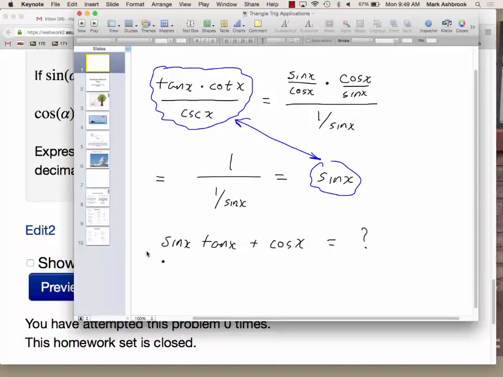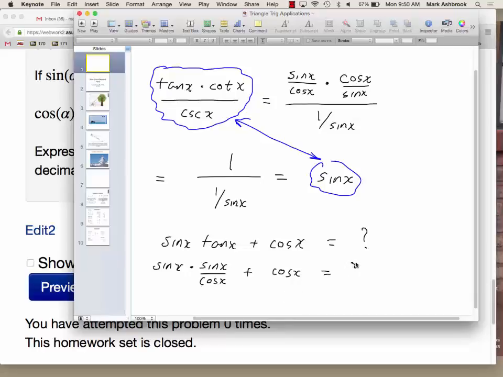So we're going to use our technique here, change everything into sine and cosine. Sine x times sine x over cosine. All right, this brings us to the next technique. Besides changing everything to sine and cosine, the next technique is to get a common denominator and add fractions. That's the only thing we can do here. We've got a fraction plus something else, so let's get a common denominator and make it all one big fraction. What will our common denominator be? Yeah, cosine.